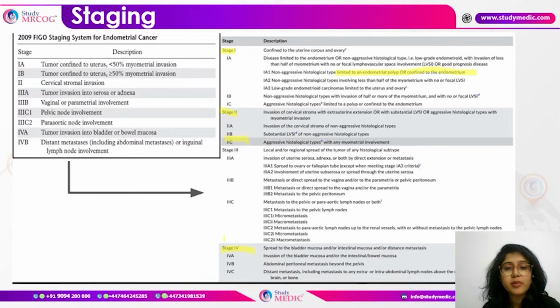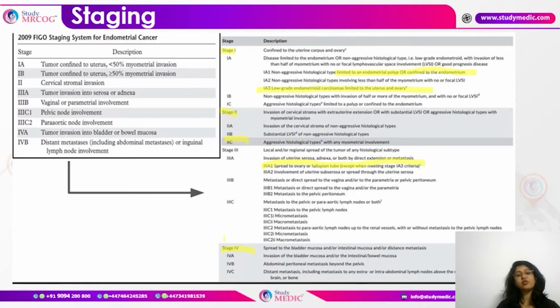So please remember here 1A1 is only endometrium. 1A2 is less than half of the myometrial or focal LVSI. And 1A3, please remember 1A3 and 3A1. So if you just turn it around, it becomes 3A1. So 1A3 is low-grade endometrioid carcinomas limited to the uterus and ovary. And if you see 3A1, 3A1 is spread to the ovary or fallopian tube. Okay, so it is the opposite.